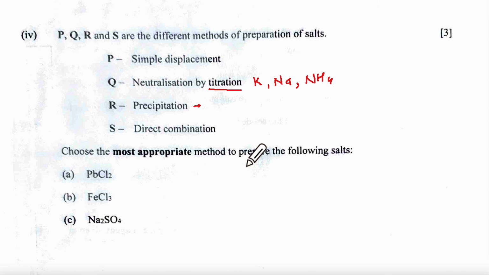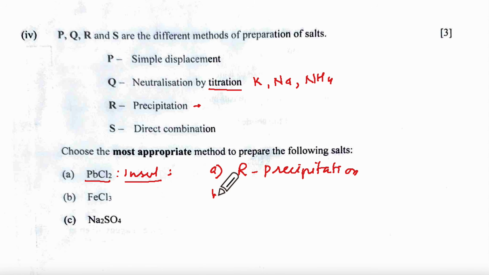Now, most appropriate method for PbCl2. Now, PbCl2, remember, it's insoluble in water. So, it will have to have precipitation reaction. So, A will be R. That is precipitation. B is FeCl3. Now, FeCl3 is direct combination. Remember, 2Fe plus 3Cl2 gives 2FeCl3, and that is your S, which is direct combination.